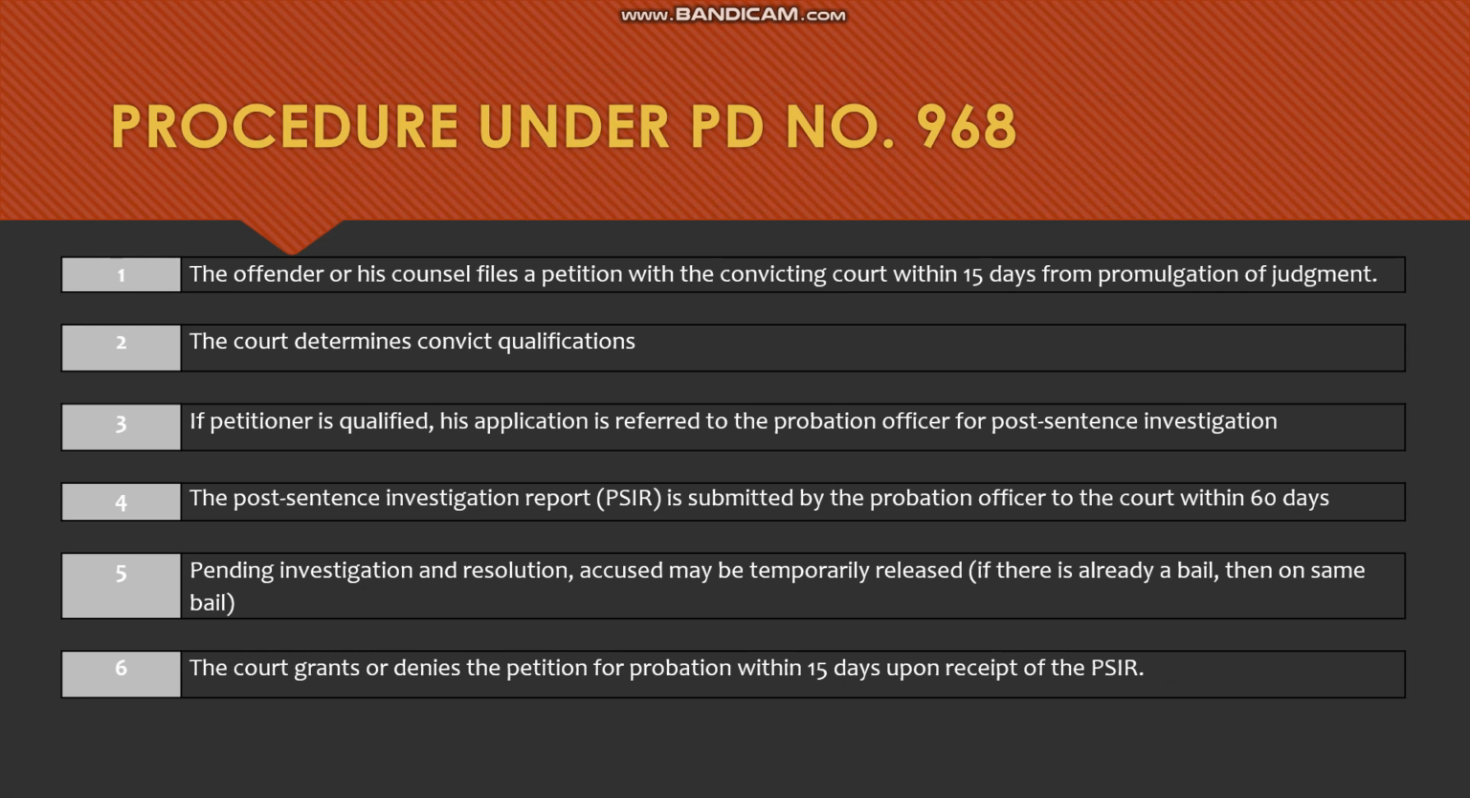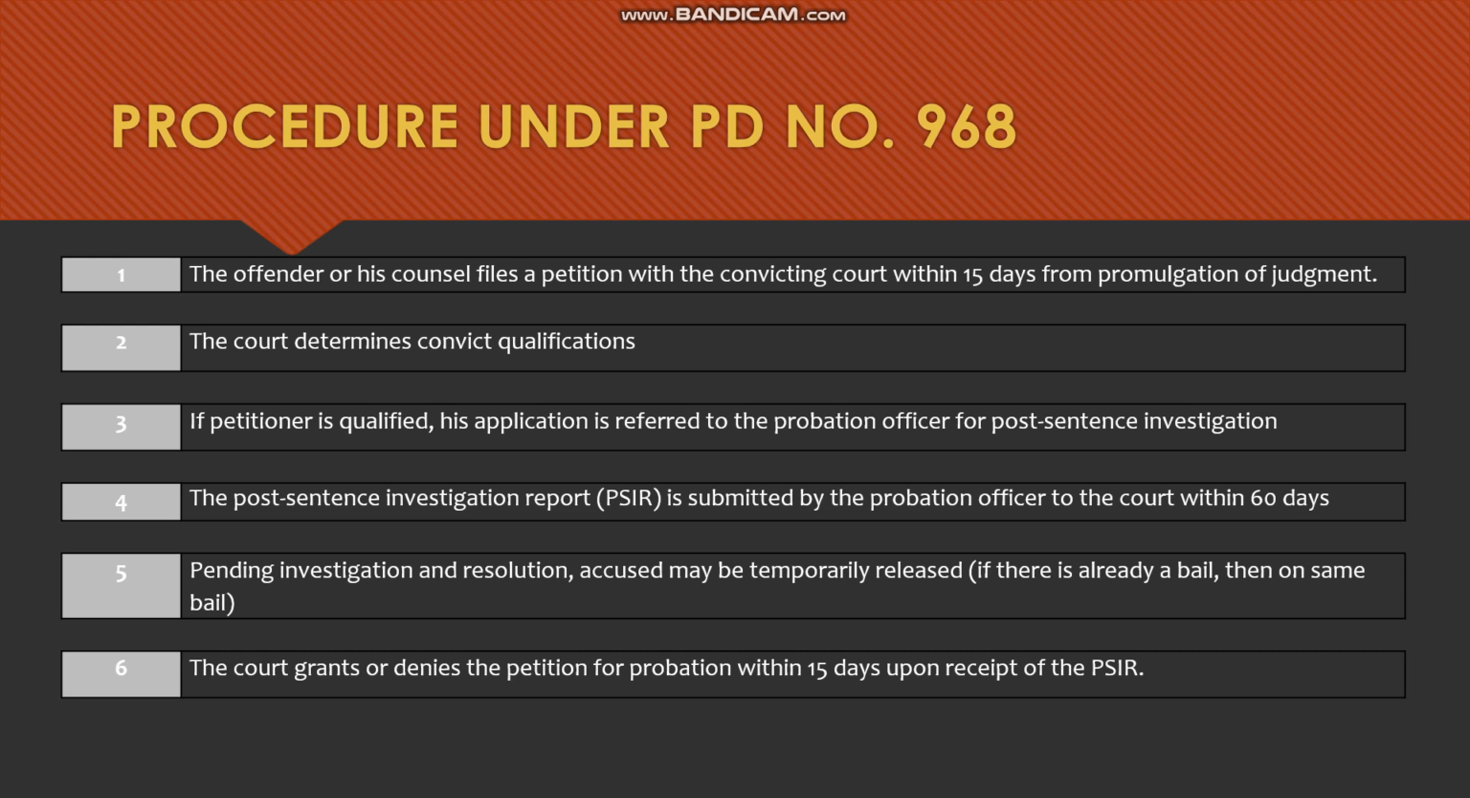Okay, next. I-discuss natin now yung procedure under ng PD 968, di ba? Procedure for the application ng ating convicted offender sa probation. Once na nag-apply, di ba, ano yung mangyayari? Ano yung mga sumunod na mangyayari? So first, the offender or his counsel files a petition with the convicting court within 15 days from the promulgation of judgment. So yan muna yung kauna-unahang procedure kasi walang granting for probation kung walang application na ginawa ng offender o ng kanyang counsel.